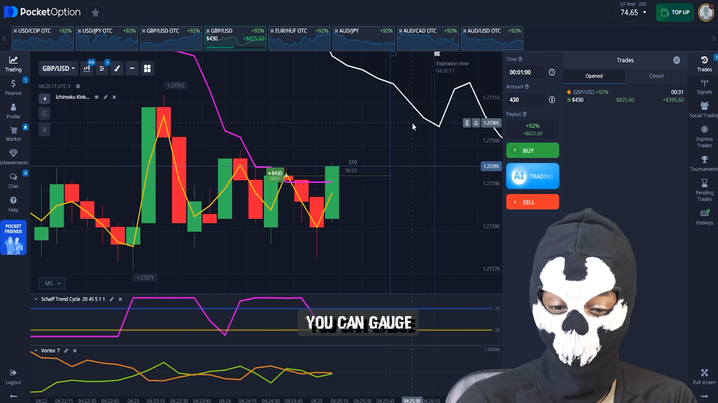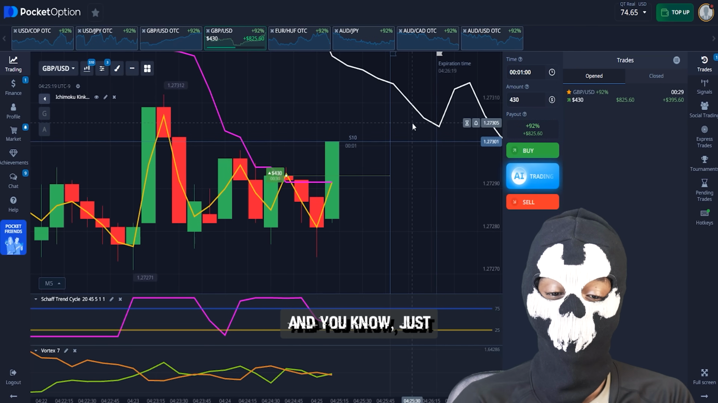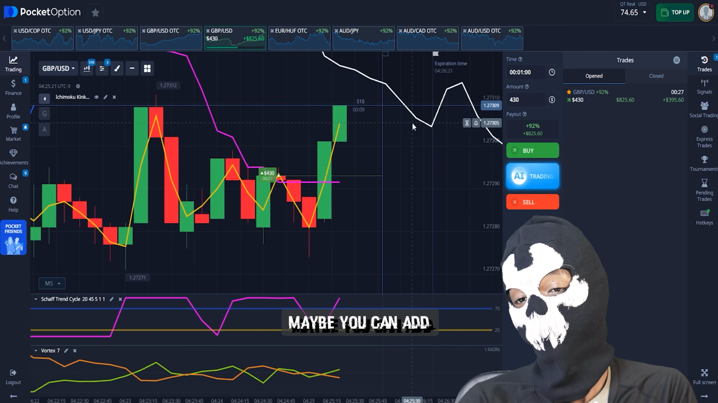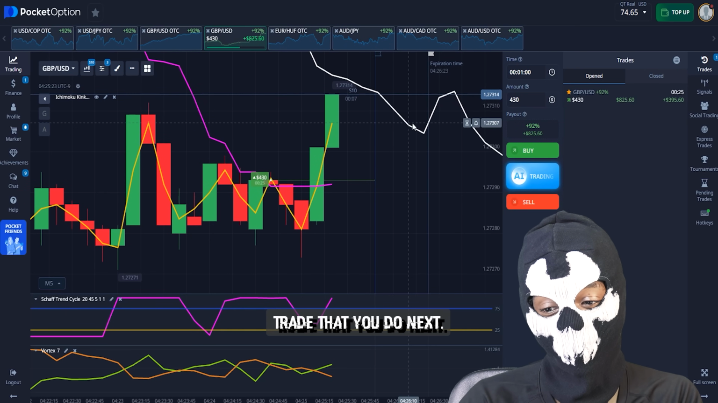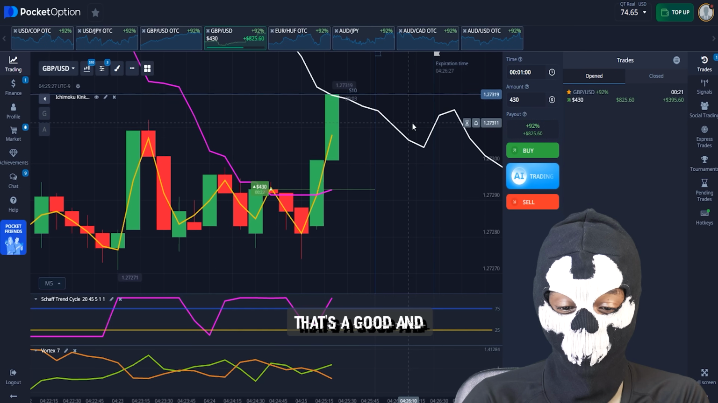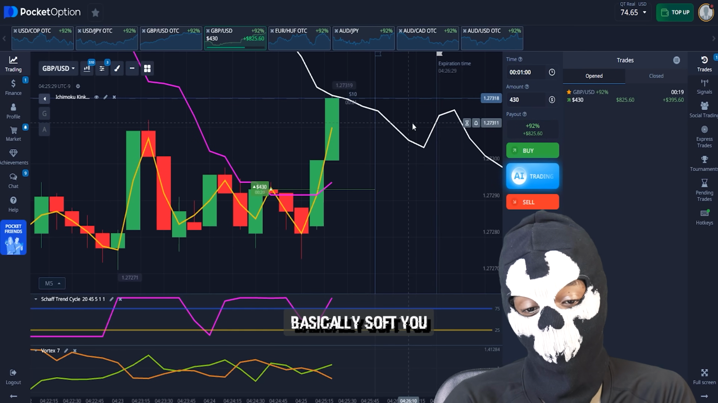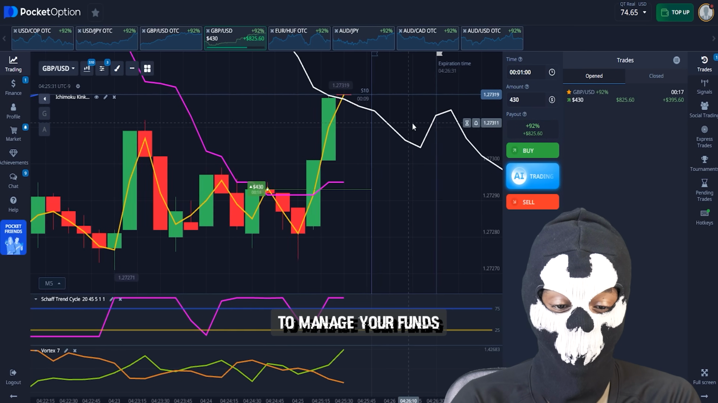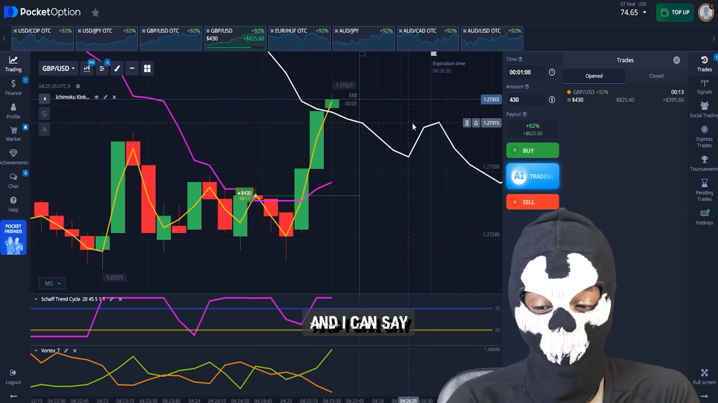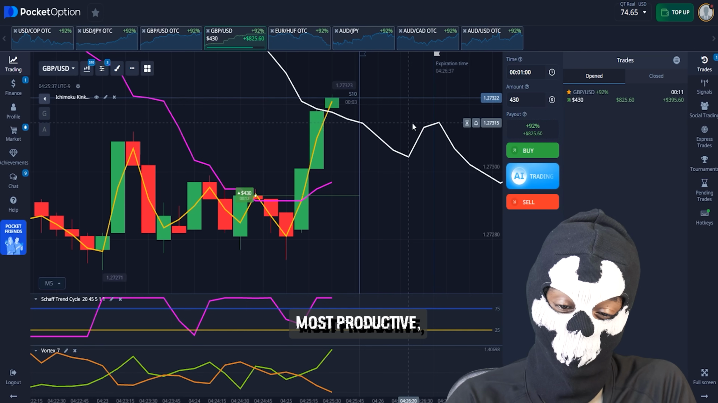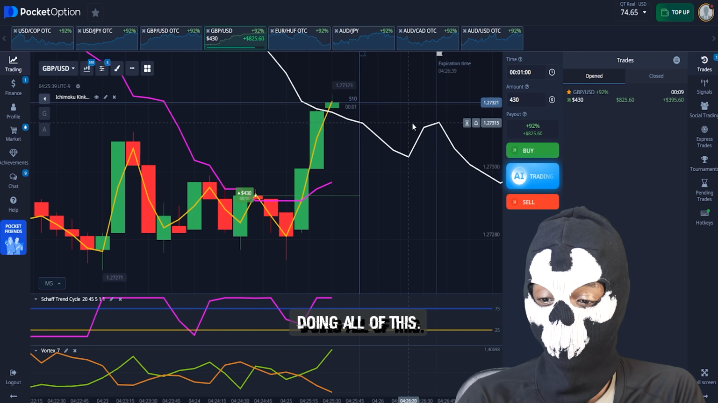So yourself, you can gauge and just see what's relevant. Maybe you can add 20% more in each trade that you do next. But basically it's up to you. You have to understand how to manage your funds as you're doing this. That's the best way you can get the most productive thing out of this.